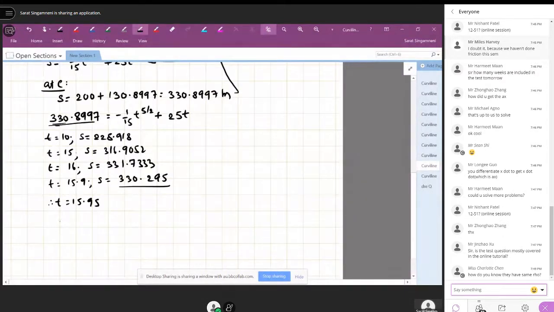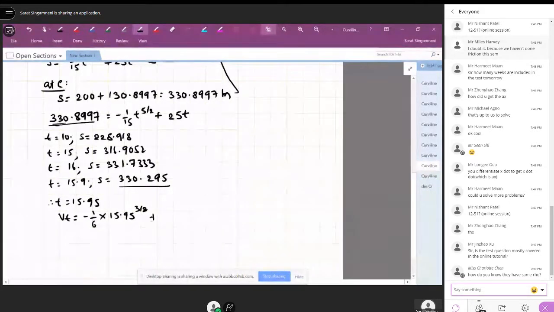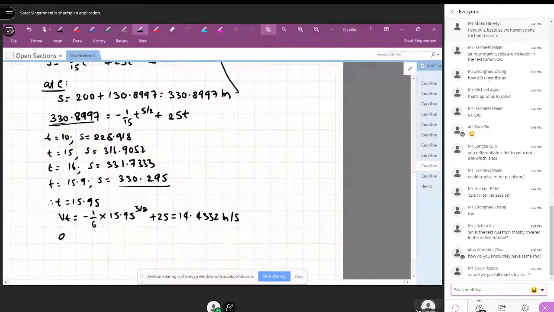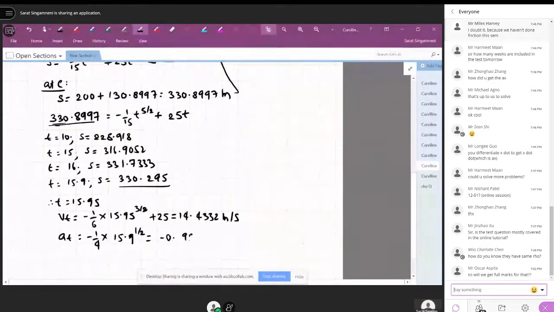So at that time, the tangential velocity, if you substitute in that equation, minus 1 over 6 times 15.95 to the power 3 over 2 plus 25, it will give you 14.4332 meter per second. And the tangential acceleration will be minus 1 over 4 times 15.9 to the power 1 over 2. That is the given equation, which is minus 0.9969 meter per second squared.